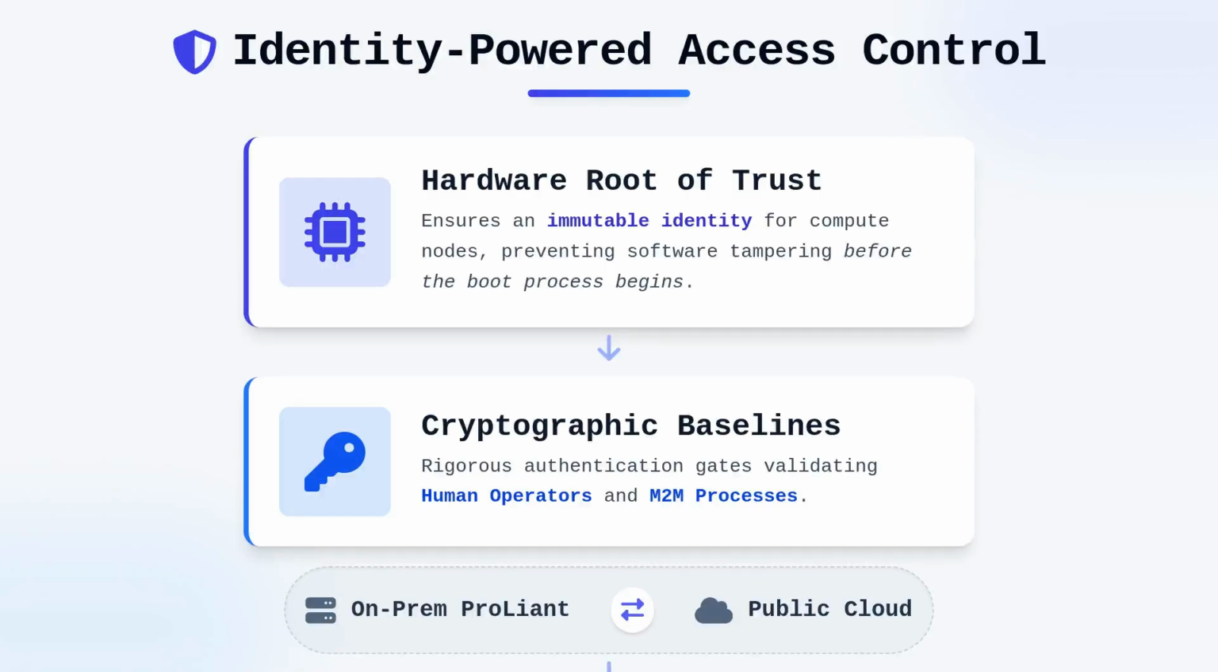Furthermore, we must address the management of API calls, which are the arteries of modern data center orchestration. Every request made through a REST API to your storage or compute controllers must be authenticated with the same level of rigor as a manual login, ensuring that the configuration management plane remains untainted by unauthorized commands.